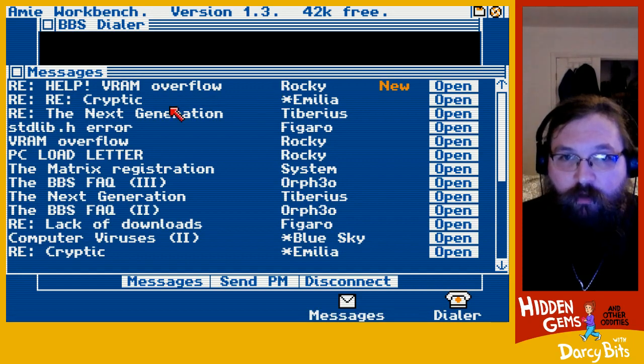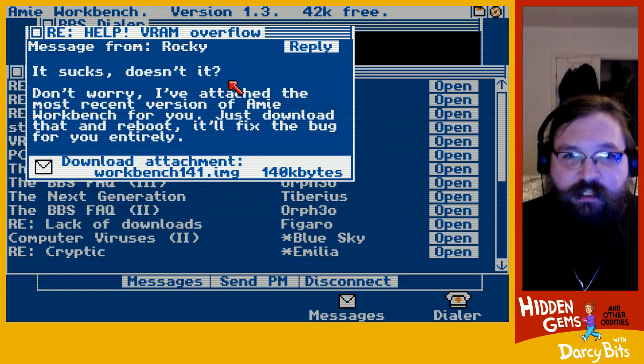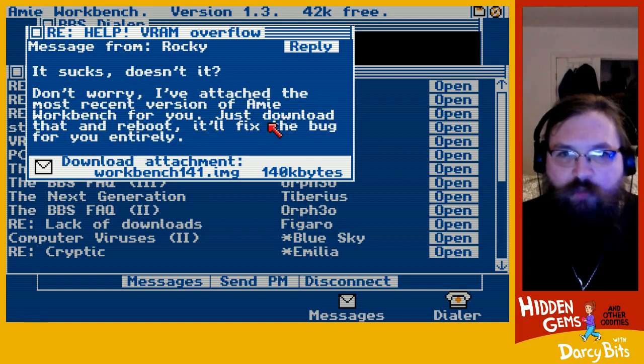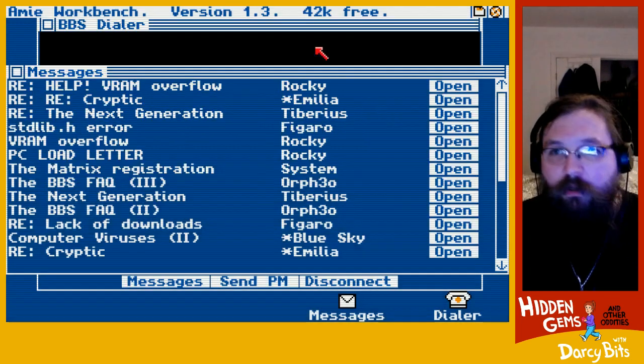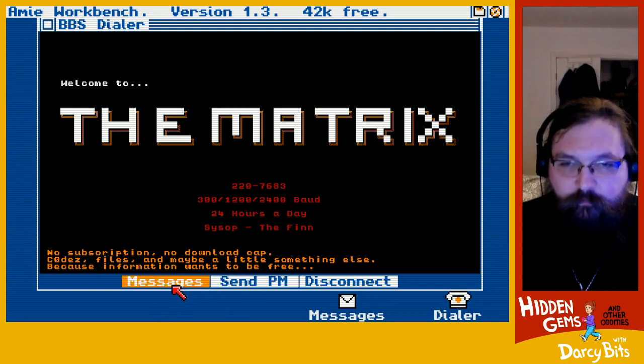RAM overflow. Help! RAM overflow! Rocky says, sucks, doesn't it? Don't worry, I've attached the most recent version of Amy Workbench for you. Just download it and reboot and you'll fix the bug, Tyler. Cool, thanks. I don't really need that, but thank you. Alright. Let's take a look.